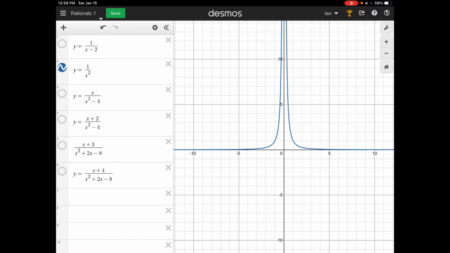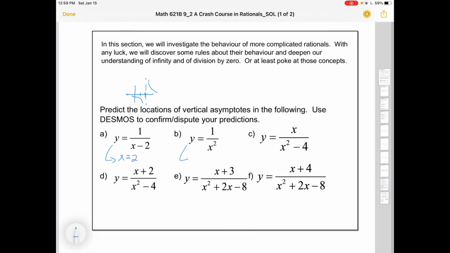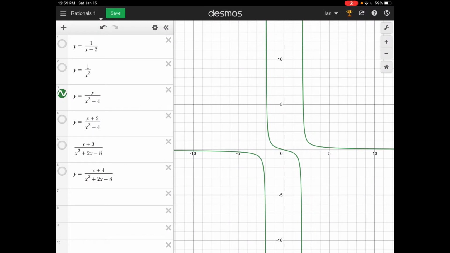Y equals 1 over x squared looks kind of like an Atari symbol. It seems to have a vertical asymptote at x equals 0. Okay, so this one is going to have an x equals 0 vertical asymptote. Let's check out the next one. Oh, wow, that's a weird one. It seems to have 2 vertical asymptotes. One at negative 2 and one at positive 2.